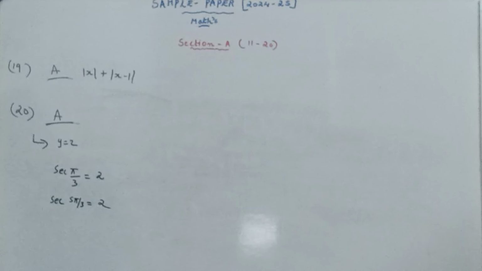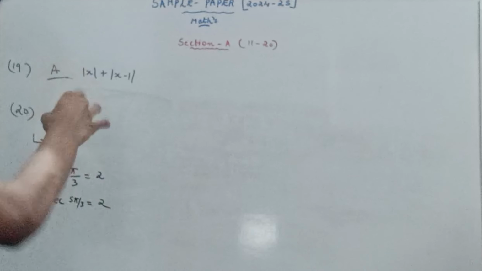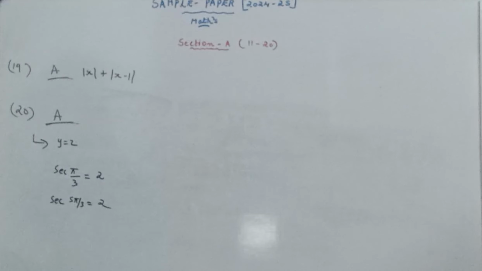Okay, so the 19th and the 20th questions are assertion reason type questions. The first one: consider the function defined as f of x is equal to mod of x plus mod of x minus 1, then f of x is not differentiable at x is equal to 0 and x is equal to 1. Now first of all see the assertion. Yes, the assertion is definitely a true statement. Whenever we see mod of something plus mod of something, in most cases when such a type of function comes, it will definitely be not differentiable.